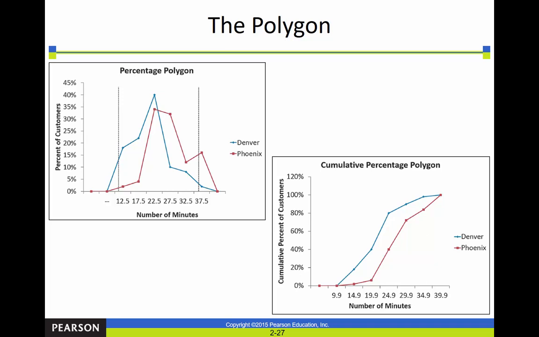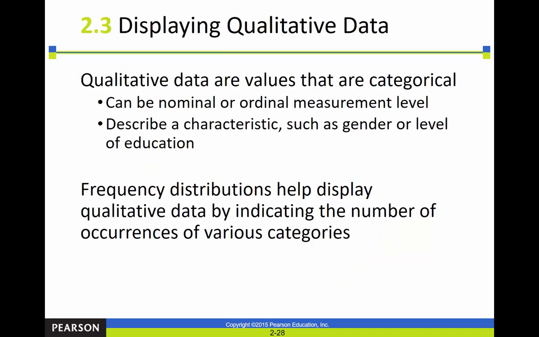And it lets you compare two different data sets. So they have the Denver data set and the Phoenix data set. Then on your right, you can see the cumulative percentage polygon. That's similar, except instead of percent of customers on the left, it has the cumulative percent of customers. So you can see it goes all the way up and stays rising from left to right. I promise you this is a little confusing as I try to explain it to you, but when you get into the work, it won't be too bad.